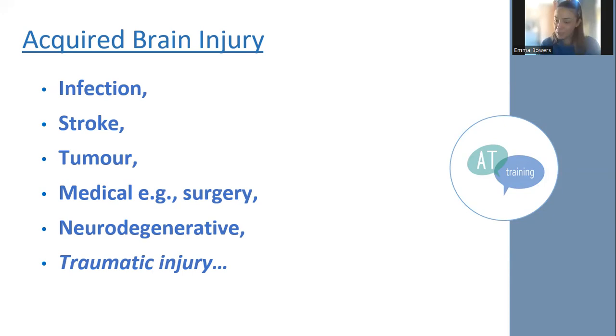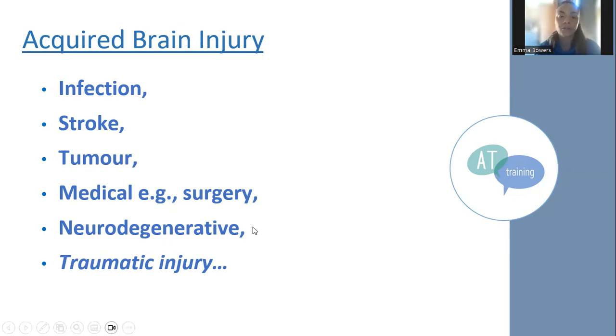So my specialism is within TBI. Acquired brain injury is your umbrella term for any injury to the brain that has happened throughout somebody's life. This can be due to infection, stroke, tumours. There's lots and lots of causes of an acquired brain injury, one of which is a traumatic brain injury.